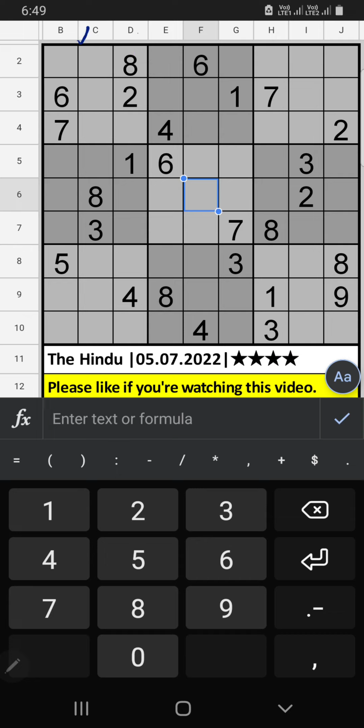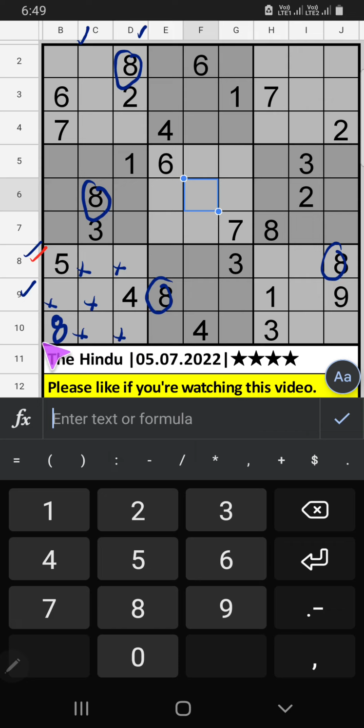Column C, column D, we have 8. 8th row and 9th row also we have 8. So 8 can't come in these cells. Then 8 is confirmed here.